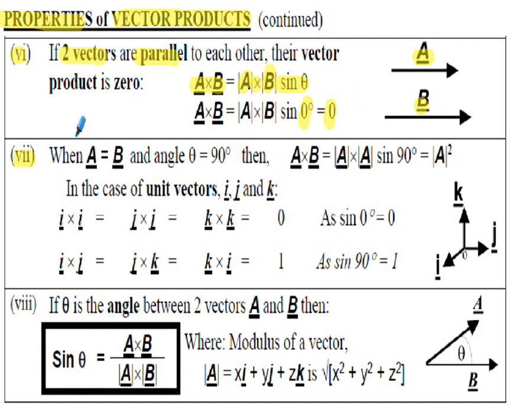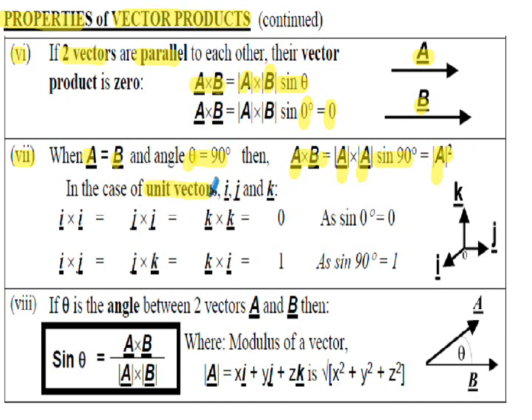Property 7. If A is equal to B and angle theta is 90 degrees, then A cross with B is equal to the magnitude of A times the magnitude of A times the sine of 90 degrees. Sine of 90 is 1, so A cross with A would give you A squared, the magnitude squared.